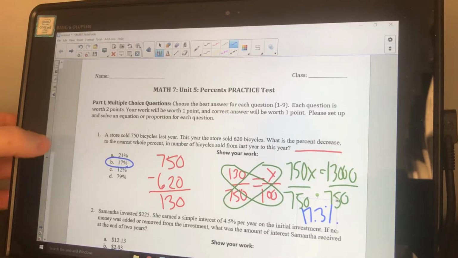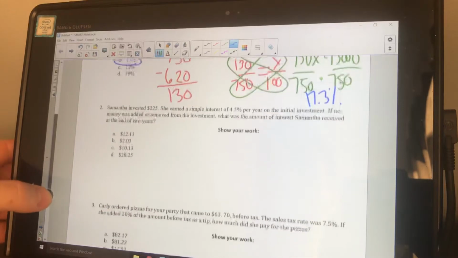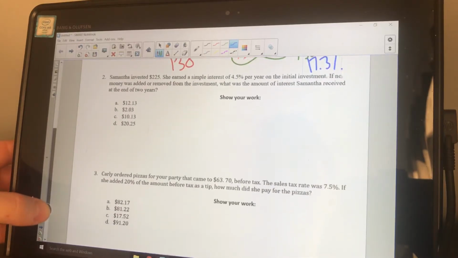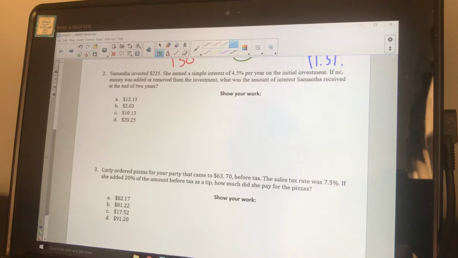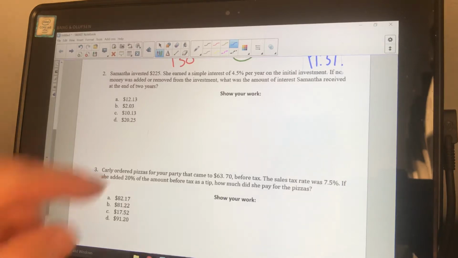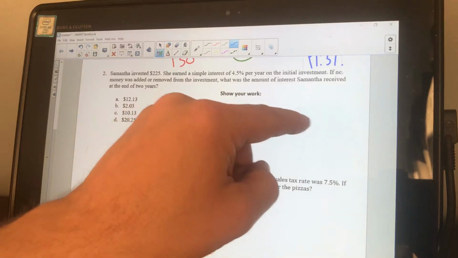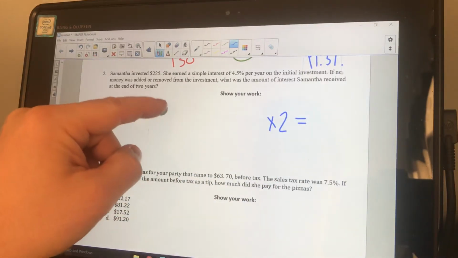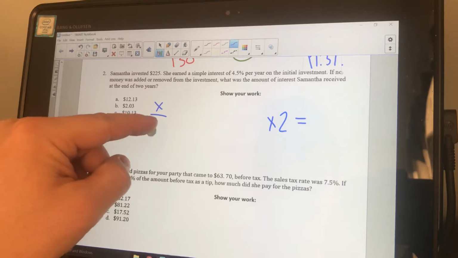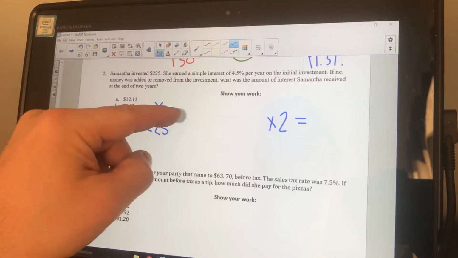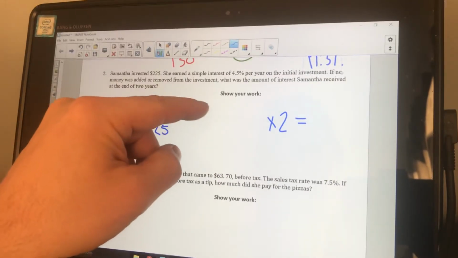Okay. Number 2, Samantha invested $225 and earned a simple interest of 4.5% per year on the initial investment. If no money was added or removed to the investment, what is the amount of interest Samantha received at the end of 2 years? Okay, so I know at the end I'm going to have to multiply by 2 for my 2 years. So let's first figure out what 4.5% of $225 is.